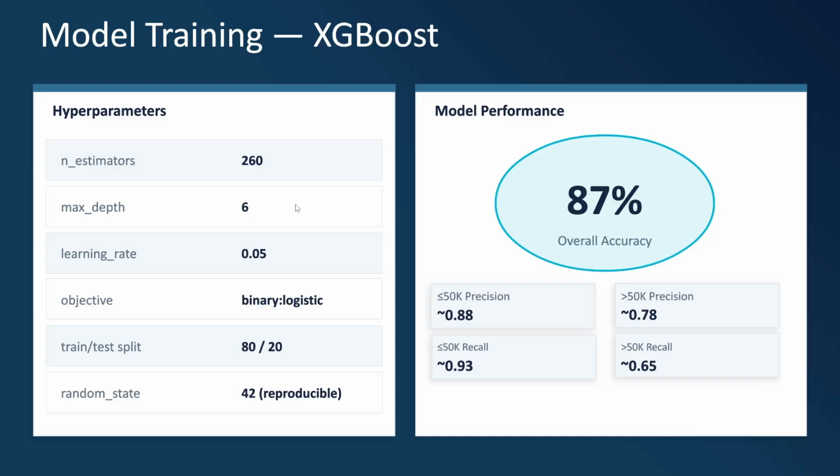Our learning rate was 0.05, which means the model learns more slowly but more carefully, and there's less risk of overfitting. Random state is 42, just to make the model reproducible. Overall, our accuracy was 87%, which is solid for this dataset. Our model was a lot better at predicting those that made under 50K. Through the precision and recall for less than or equal to 50K, you see that the values are a lot higher.